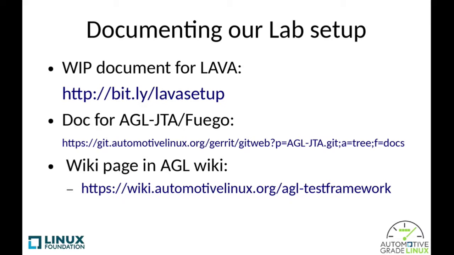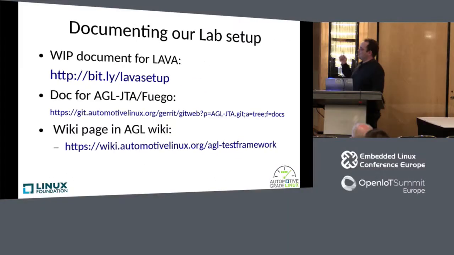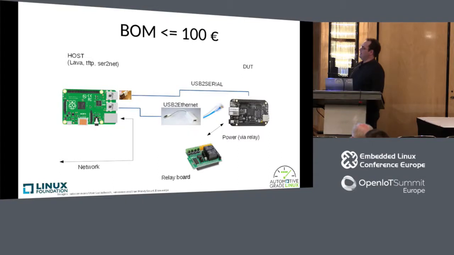And for Fuego, for the AGL JTA and Fuego, we have a document in the docs folder. There's a complete PDF on how to install the container and then configure it. If you have questions about setting that up, just send them to the mailing list. We will jump in. For the whole thing, we also have a wiki page. So basically, a simple setup is less than 100 euros or bucks, depending on whether you count the device under test, plus or minus.